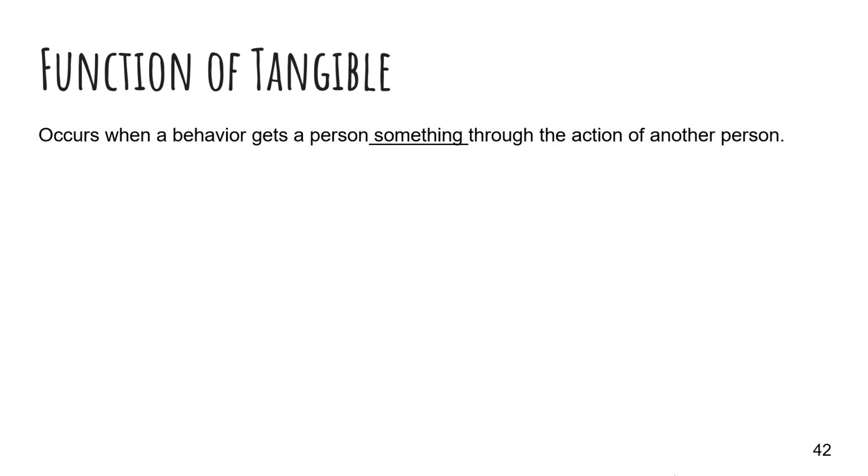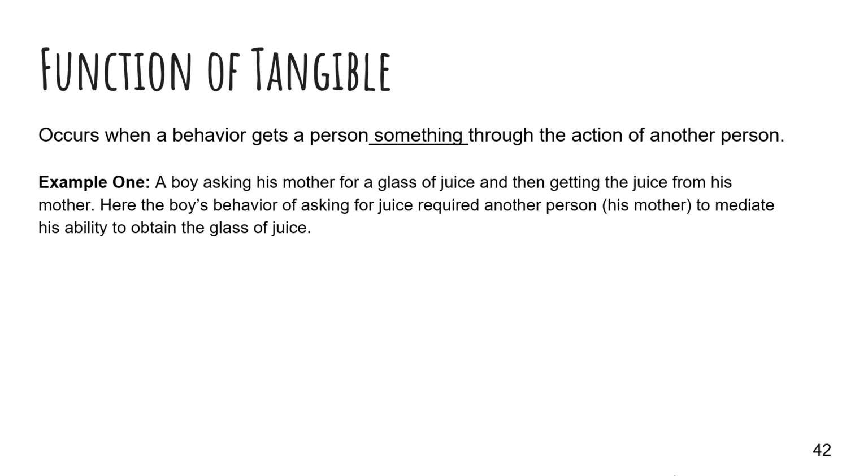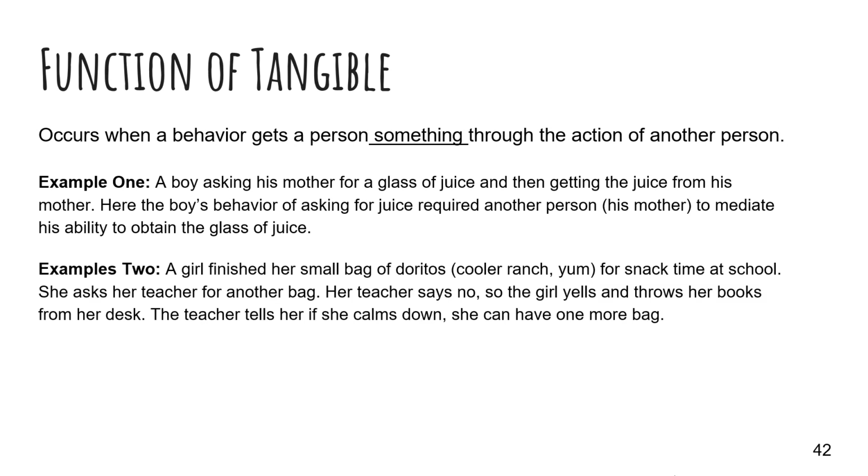Here are 3 examples of how behaviors can get you access to a tangible. The first one is a boy asks his mother for a glass of juice. He gets the juice. It's mediated by another person, so we know it's not an automatic behavior. It's a socially reinforced behavior. So we're saying that the function of him asking for juice to his parent is tangible.